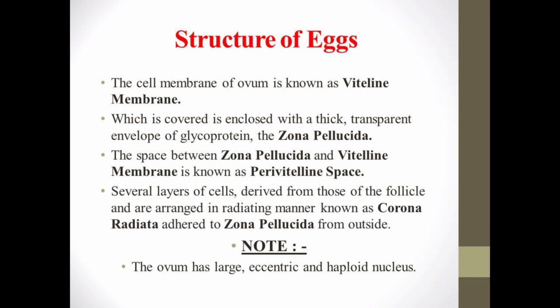The size of the ovum is larger because of the large amount of cytoplasm, and this large amount of cytoplasm will displace the nucleus. That's why the nucleus is eccentric.